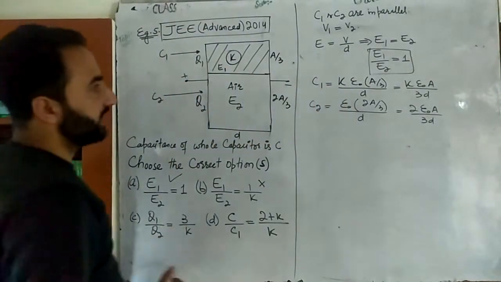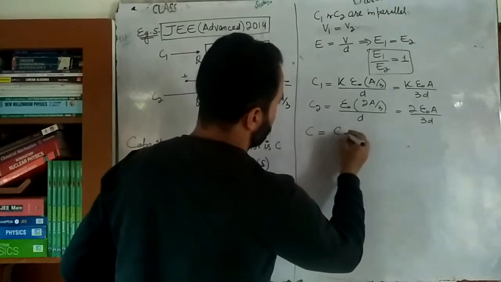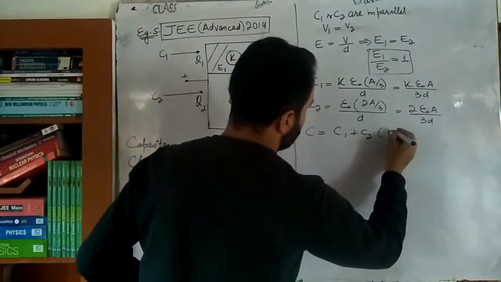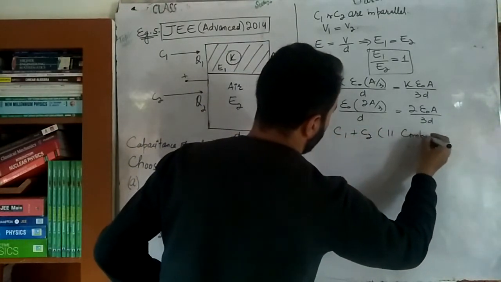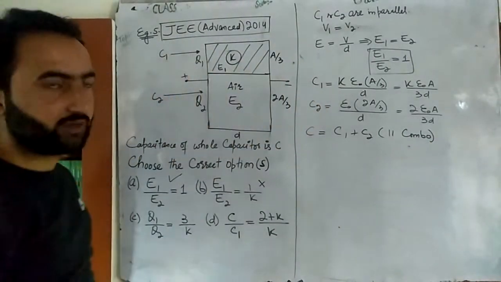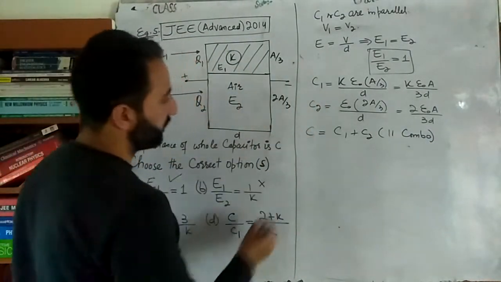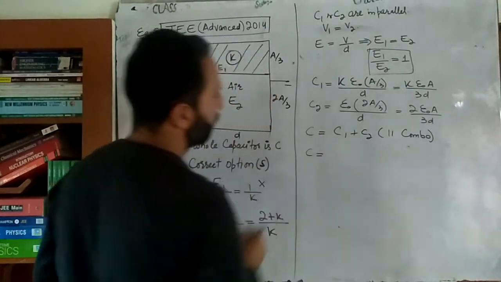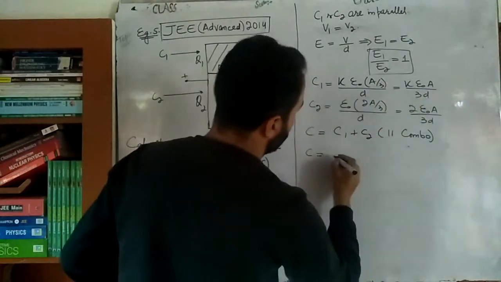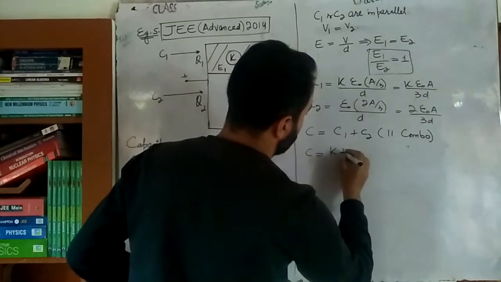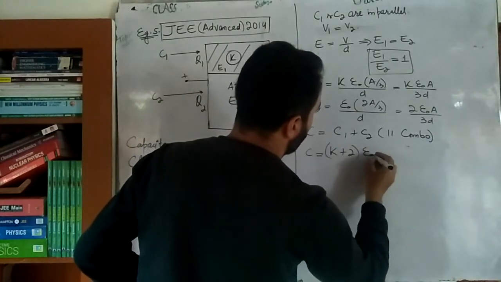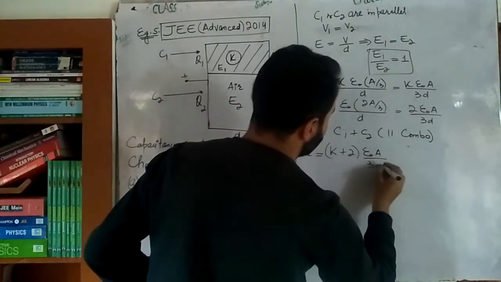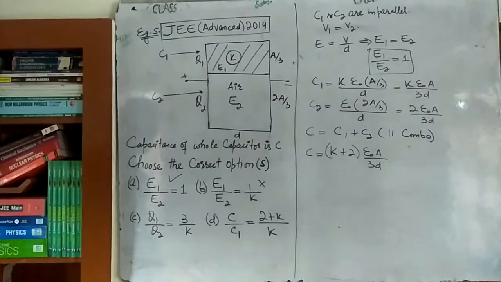Then we'll calculate the net capacitance C. C will be obviously equal to C1 plus C2 because it is a parallel combination. So C, the net capacitance, will be equal to C1 plus C2, so it will be obviously equal to K plus 2 multiplied by epsilon naught A divided by 3D. Okay, so this is C for you.